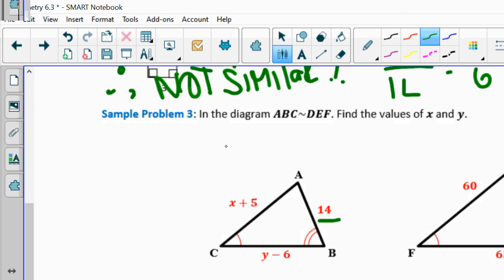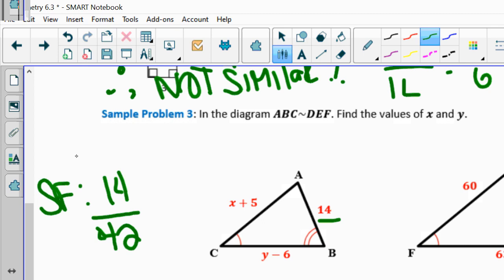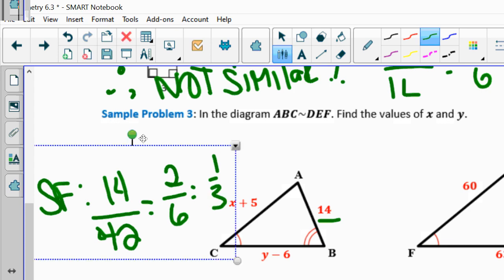So this side and this side don't have any variables. So if I look at what is the scale factor, 14 over 42. They both have a 7 in common, so that would go in there 2 over 6, which will reduce to 1/3. So my scale factor is 1/3. Okay, so I know that all of these, so x plus 5 over 60 is going to equal 1 over 3.